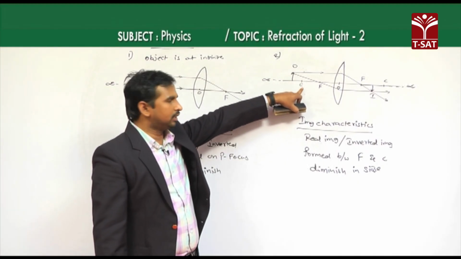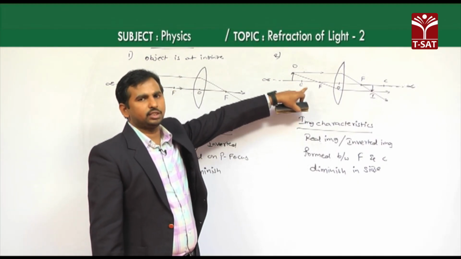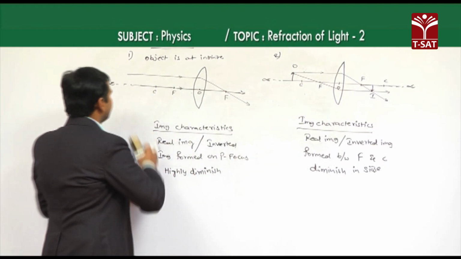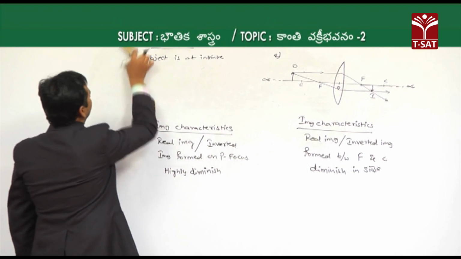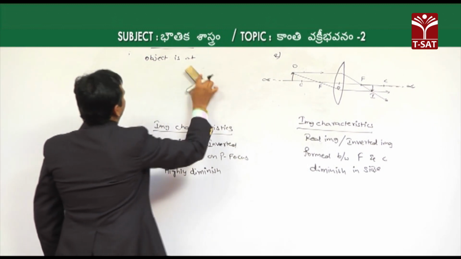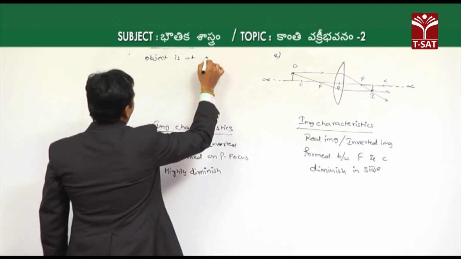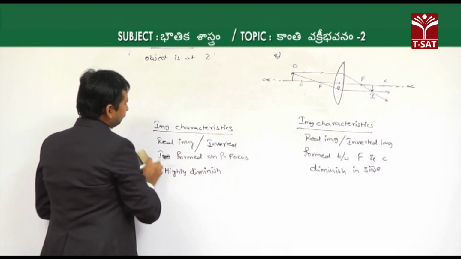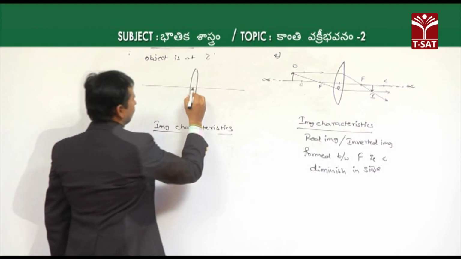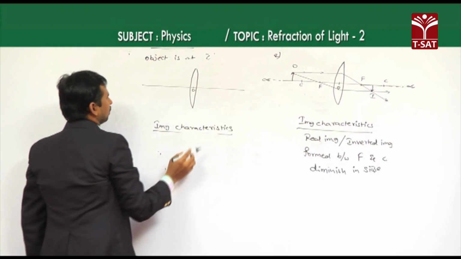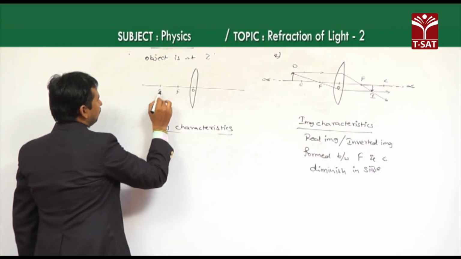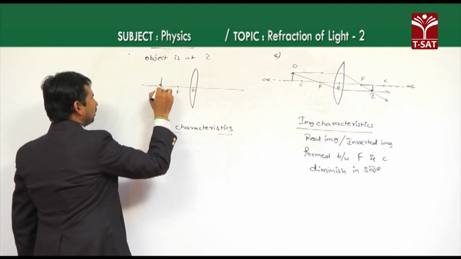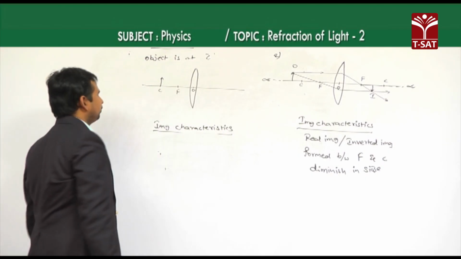Now, we are taking the third case where the object is placed on the center of curvature. Okay, object is at center of curvature, like this. Now, let us suppose this is F and this is C. Now, we are taking the object on the center of curvature.